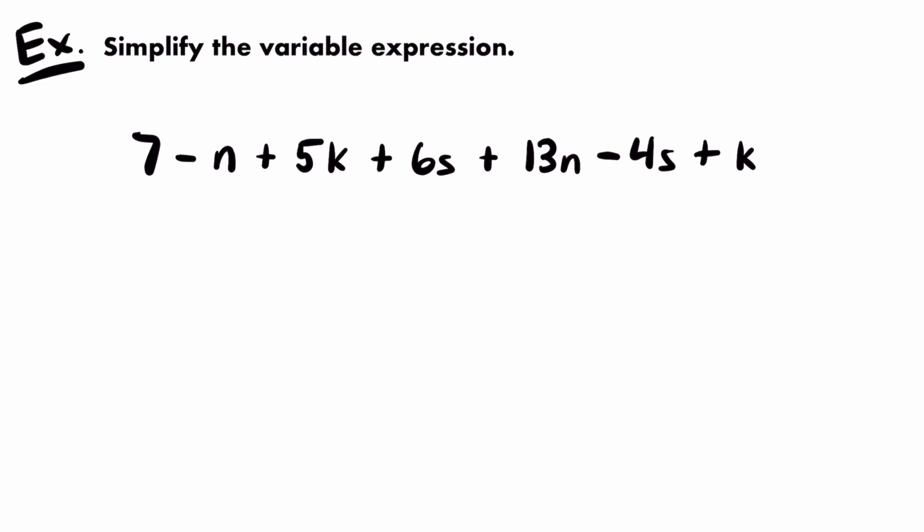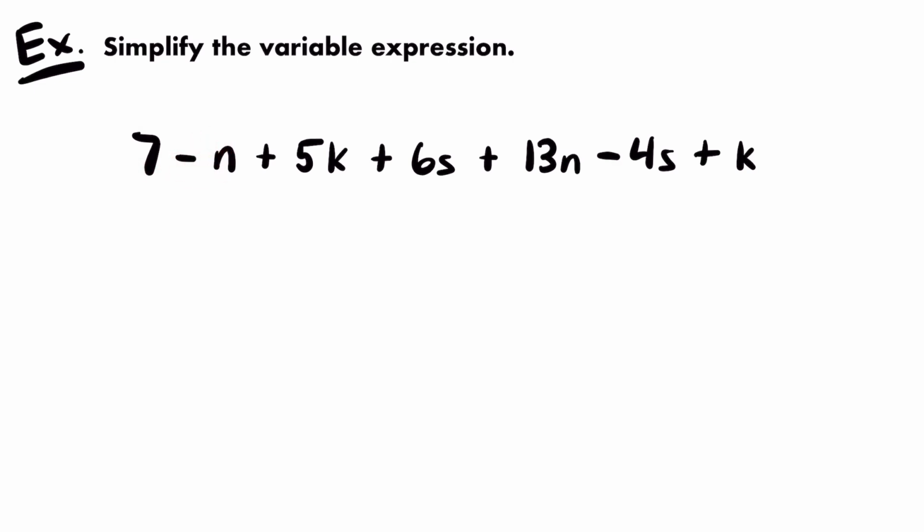Okay, so let's try to identify as many as we can here. Starting with 7, that's just a constant term. So do we have any other constants in this variable expression? Well, no. All the other terms involve a variable of some kind. So 7 is on its own. It's not going to be combined with anything. So let's move on to the next term here.